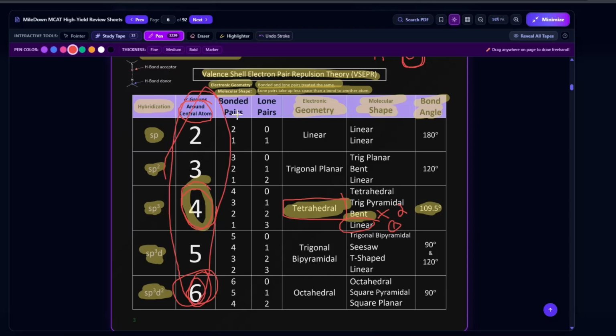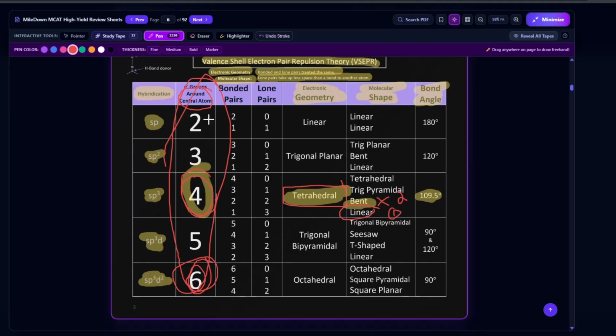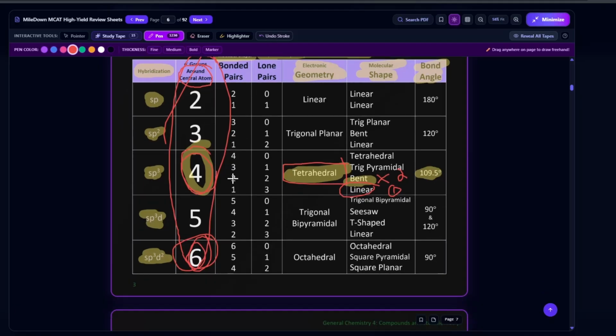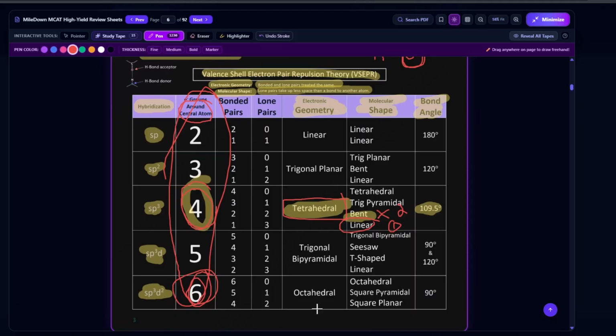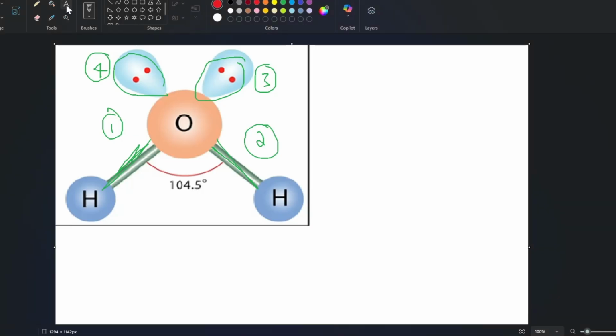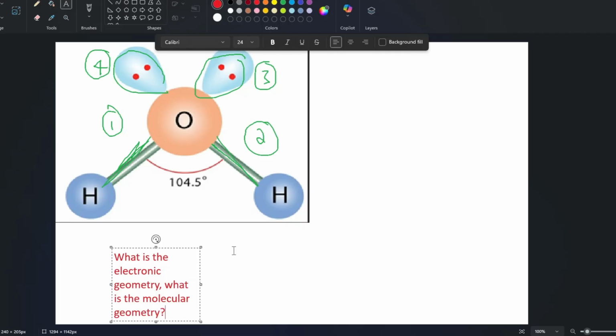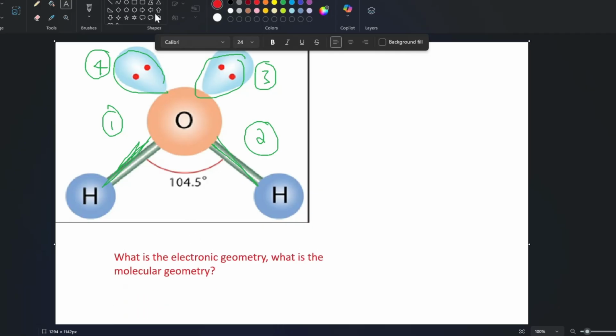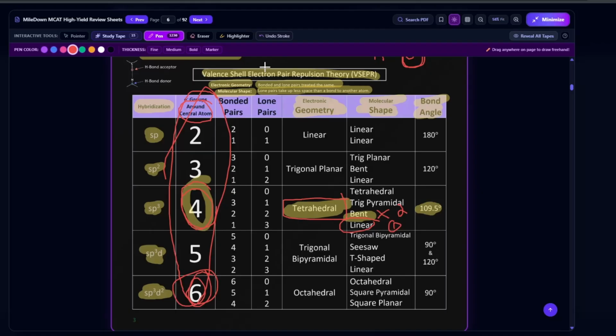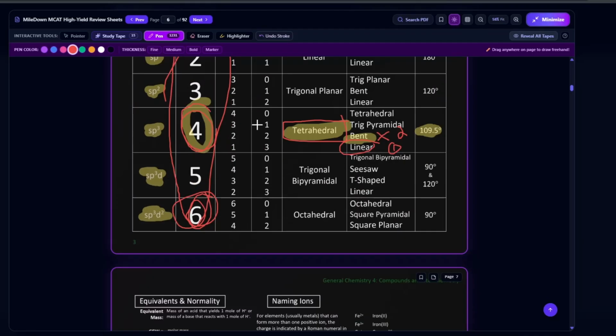So you basically have to memorize and be able to predict, based on the molecule you're given with the electrons, based on the Lewis dot diagram, what the electronic geometry is and what the molecular geometry would be. So do lots of practice questions on those, figuring those two out. And this whole idea is based off of VSEPR.